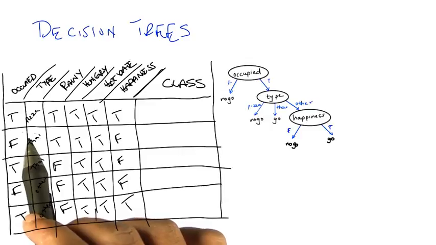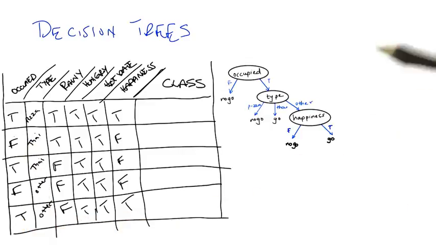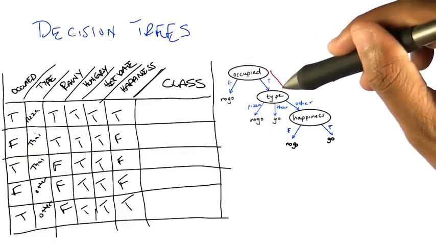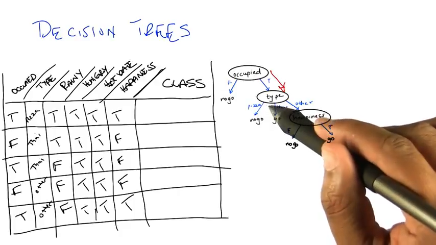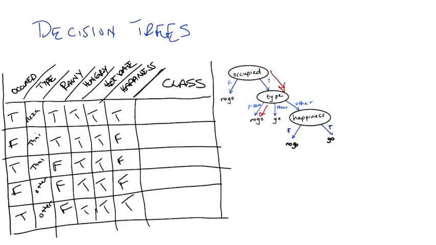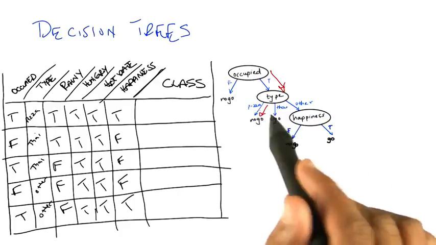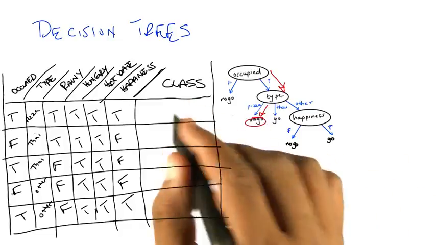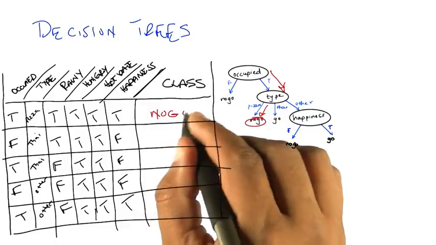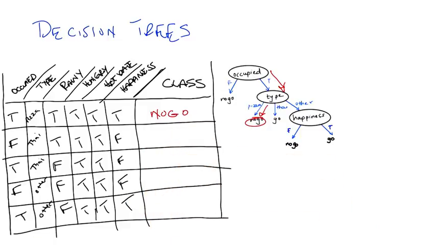In the first case, we have true for occupied, which means we want to go down the right side of the tree and check on the type. The type is pizza, and so we go down the first branch, and that means we do not go. So the output is no go.